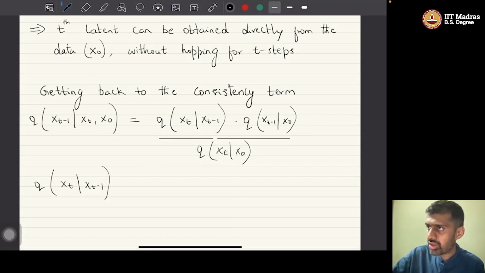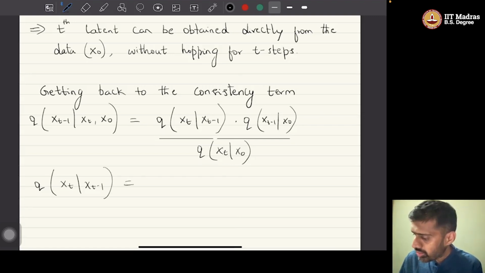We know that this is a Gaussian, right? This is by definition. We know that this is a Gaussian at xt, and the mean is root of alpha t times xt minus 1, and the variance is 1 minus alpha t times I. So we know this distribution.